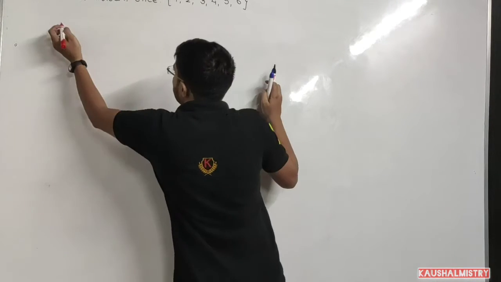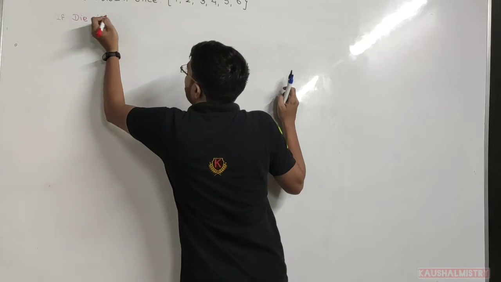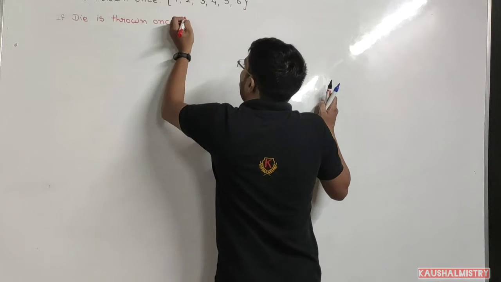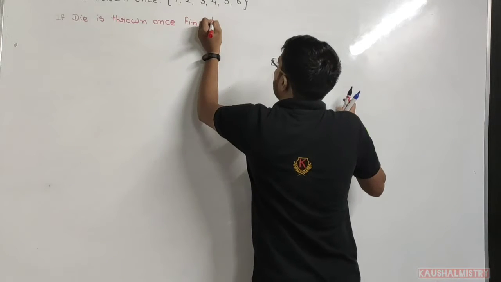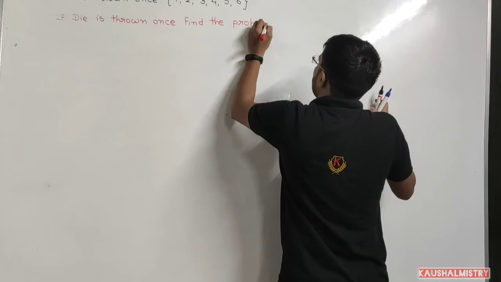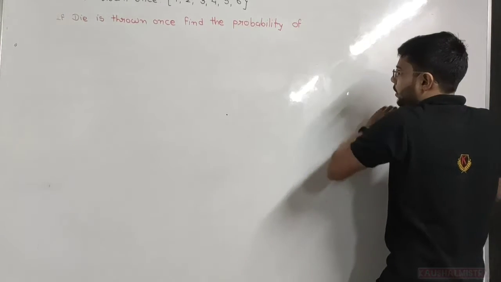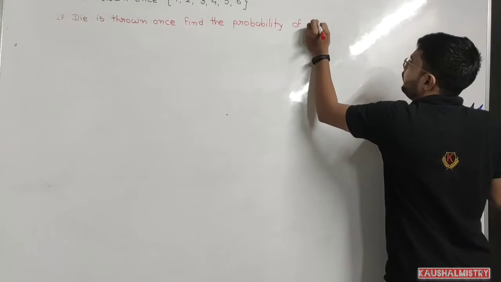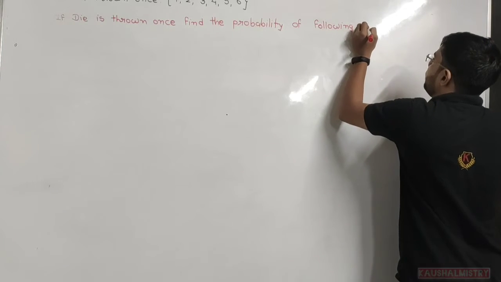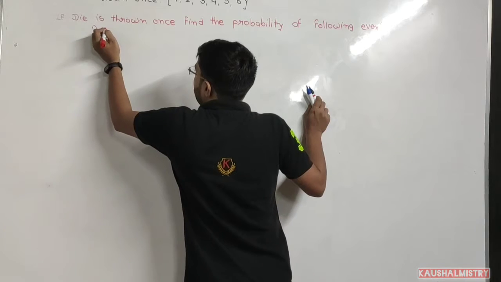I will write the question. If a die is thrown once, find the probability of the following events, right? First, getting a prime number.